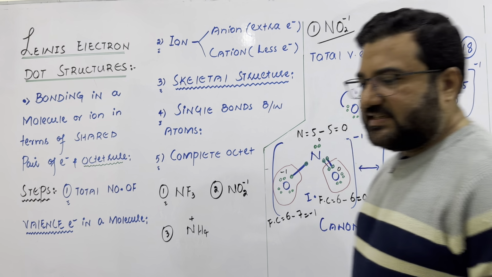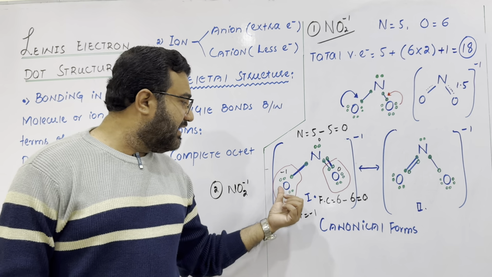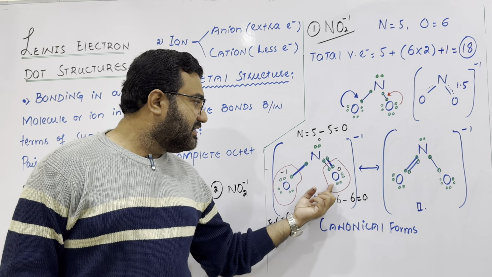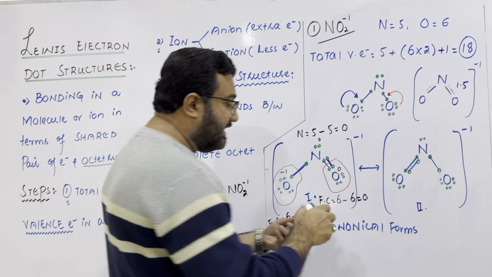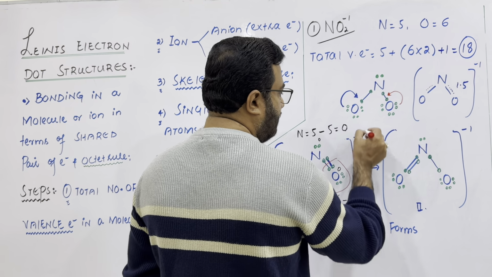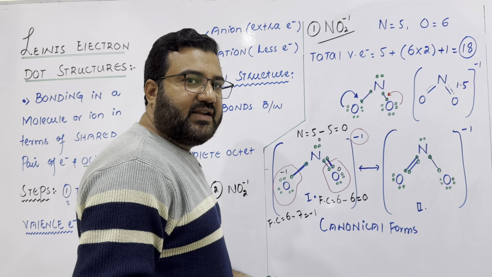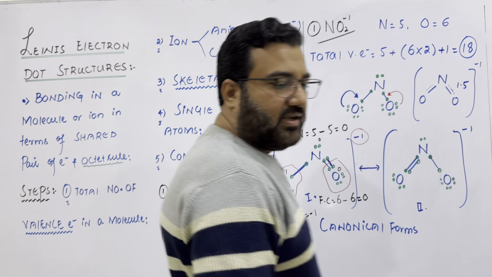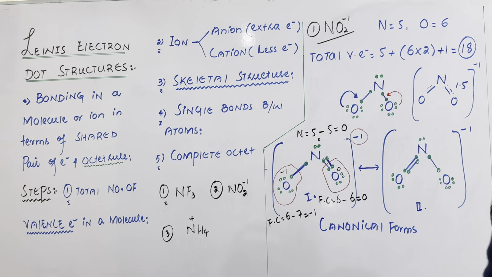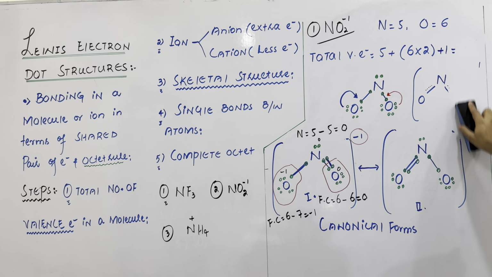Formal charges are basically the charges on the individual atoms. This oxygen will have formal charge -1. This one will have 0. Nitrogen will have 0. But the overall real charge on this NO2 will be -1. Formal charges are just fake charges, calculated charges. But the real charge, that is the overall charge on the ion, will be -1. So in this way, the concept of resonance and formal charges is also discussed here.